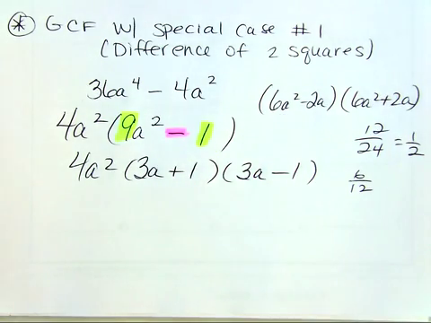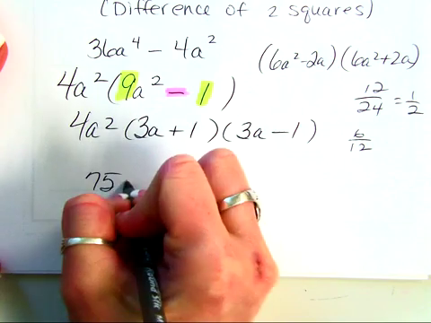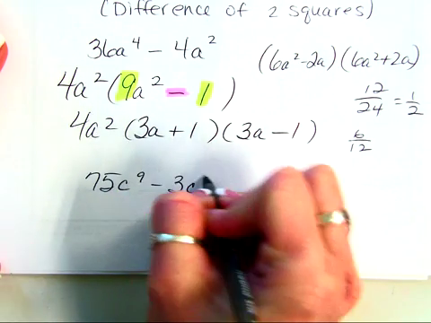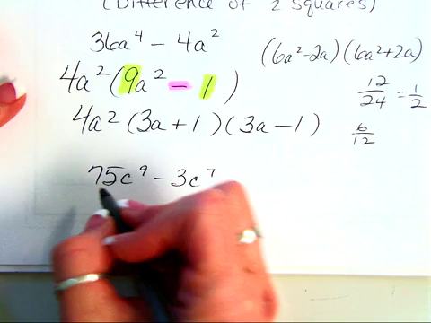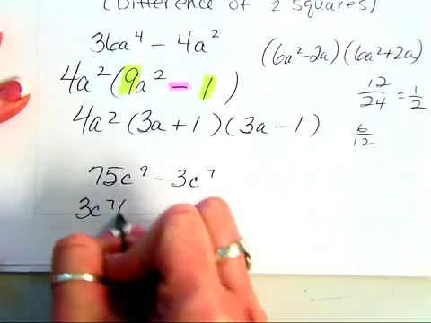So I want you to try this one. 75c to the 9th minus 3c to the 7th. This one's a little less tricky because neither one of them are perfect squares. So you wouldn't be tempted to factor it right away. You would pull out a 3c to the 7th, right?